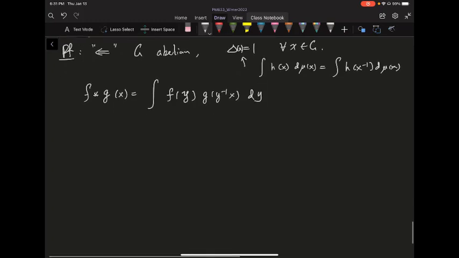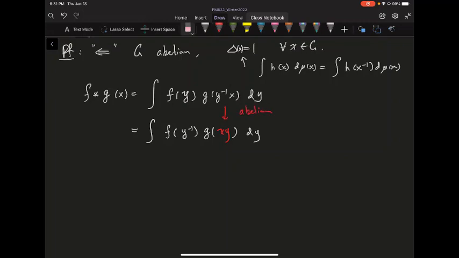Now I can use that the modular function is equal to 1, so instead of dy, let's replace all the y by y inverse. This becomes the integral of f(y inverse) g(y x) dy. Because your group is abelian, you can replace this yx by xy. So here let's replace it by xy, which is by abelian.